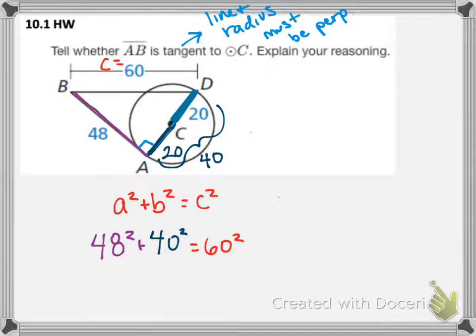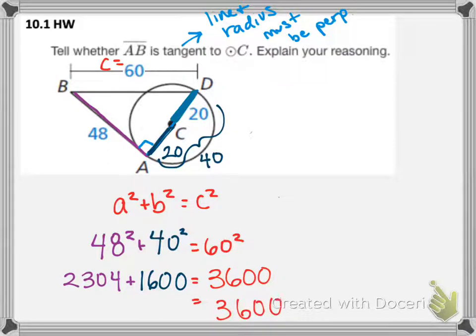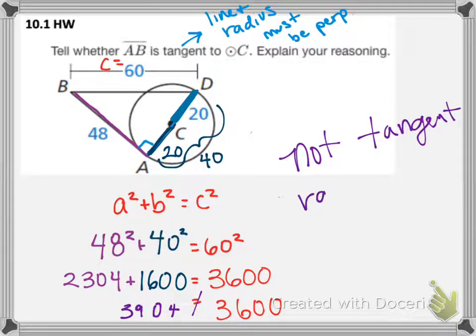So we are going to square these. 48 squared is 2304. 40 squared is 1600. And 60 squared is 3600. We're going to add the left together and see if it equals 3600. Add them together and they definitely do not. So this is not tangent. And then the reason would be the radius and the line are not perpendicular.